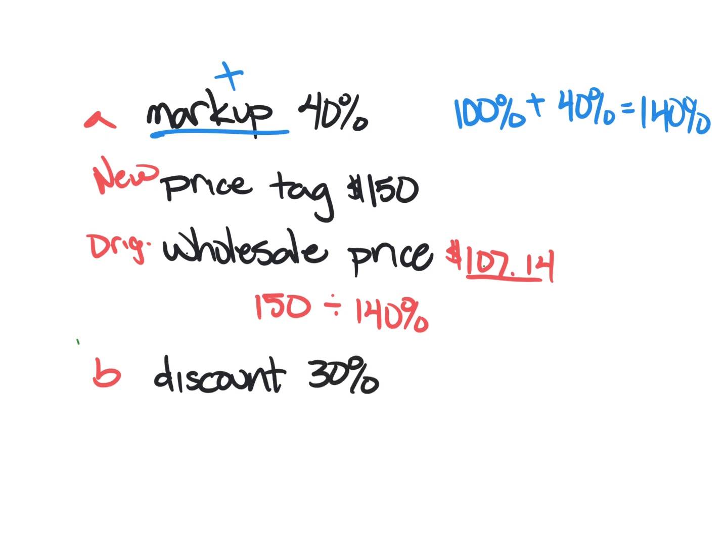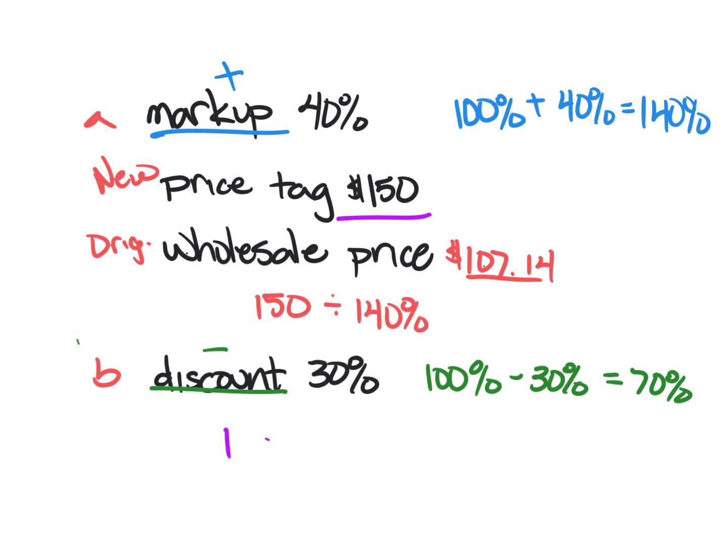So we're starting with a new percentage because it's a discount. So we're going to go 100%. Discount means I'm going to subtract by 30%. So 100% minus 30% is 70%. So I take the price tag, the retail price of $150, and I'm going to multiply that by 70%. Okay, so $150 times 70% is $105. So that's going to be my answer.